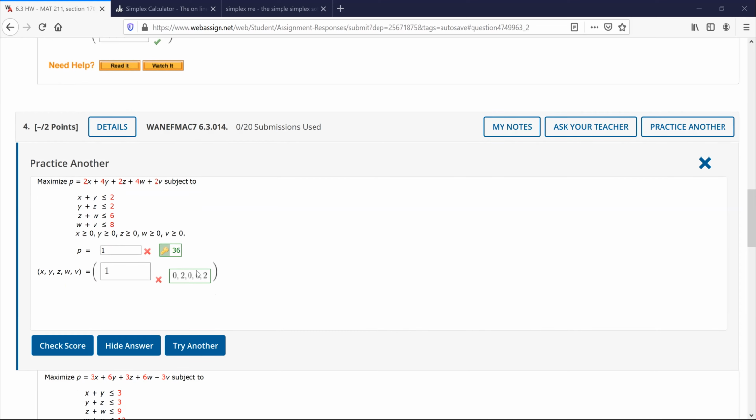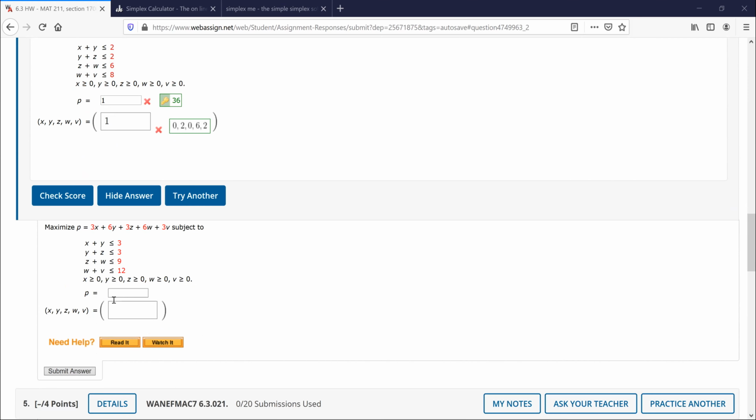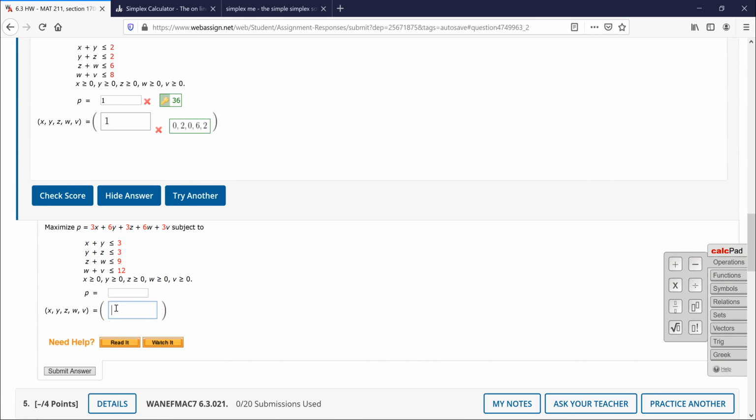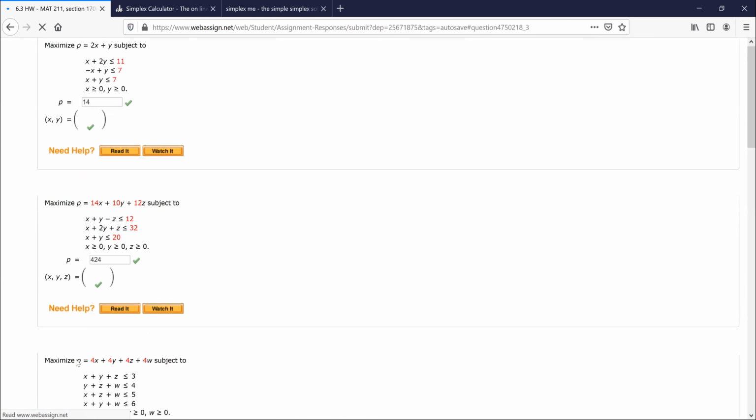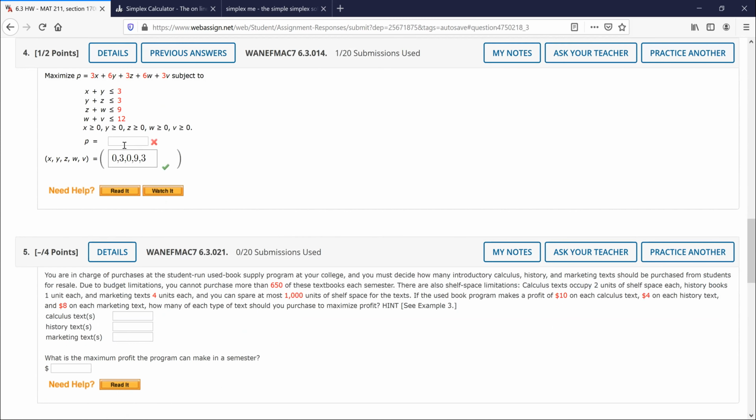So let's try your problem. If we just follow the convention there, it would be 0, comma, and then y would be 3 because of the 3 there, comma, 0, comma, and then w would be 9 because of that, and then 9 plus 3 would be that one there. What I don't remember is if you have to just submit that and see if it takes it. Probably have to. Okay, so like that.